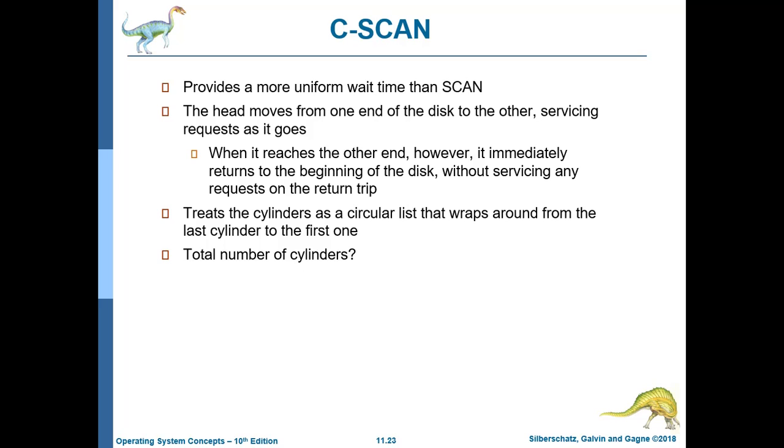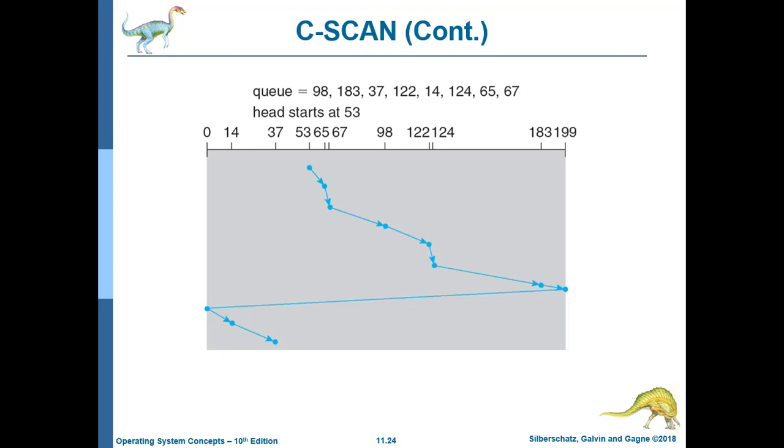Next we have C-SCAN. C-SCAN provides a more uniform wait time than SCAN. It's like circular SCAN. The head moves from one end of the disc to the other, servicing requests as it goes. When it reaches the other end, however, it immediately returns to the beginning of the disc without servicing any request on the return trip. It treats the cylinders as circular, so that's why it's called C-SCAN: a circular list that wraps around from the last cylinder to the first one.